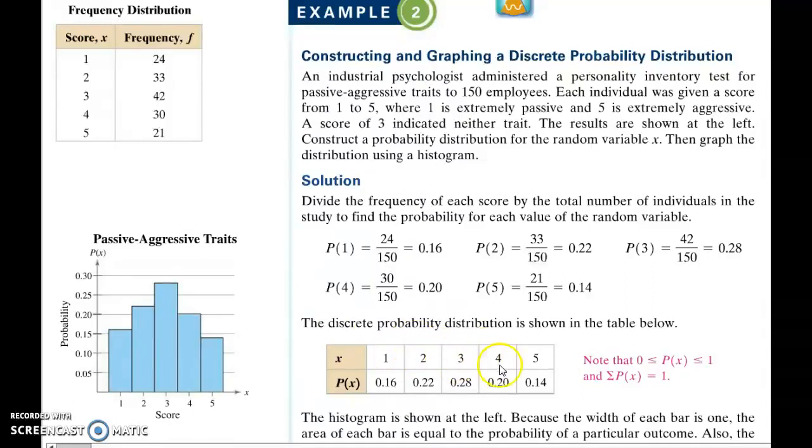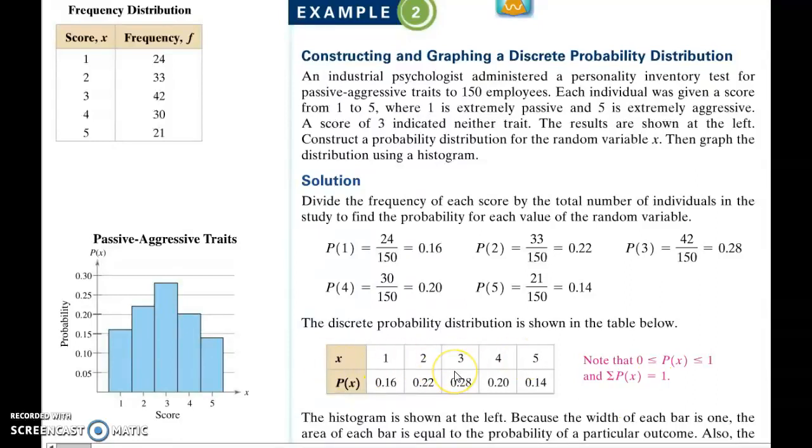Here's what a table would look like for a discrete probability distribution. You have the different options listed out and the probabilities of each option. Each probability is always between 0 and 1. That's true of every probability. It has to be between 0 and 1. And then all the probabilities added together will always equal 1 because something has to happen. So all those probabilities have to add up to 100%.